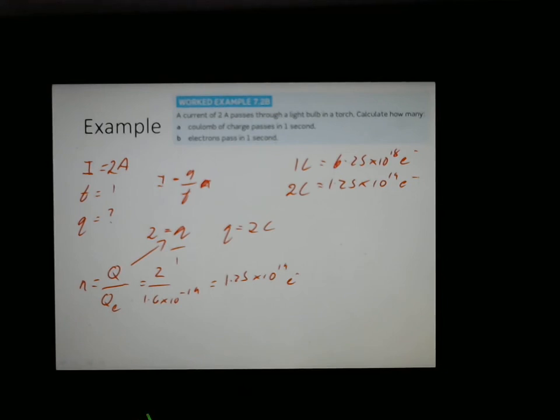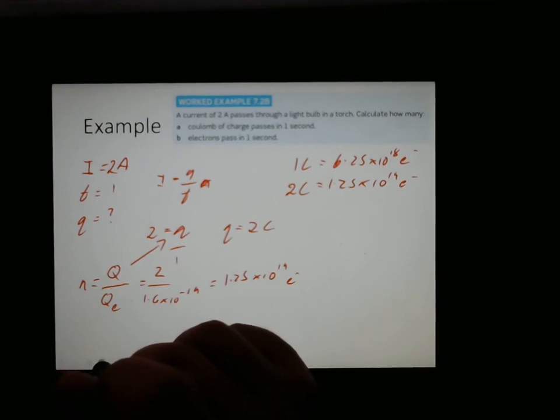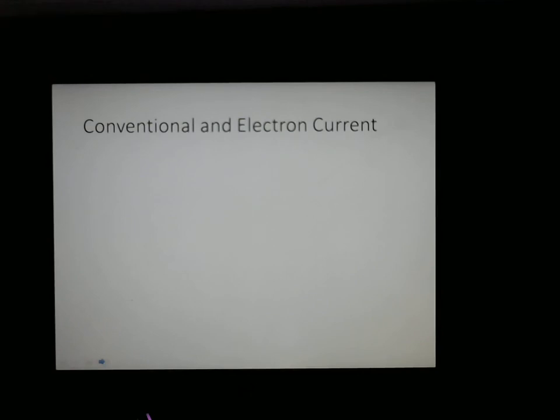That's about as hard as current gets at the moment. Okay, pretty easy questions. Most of the questions down later are going to be about definitions and understanding. So let's get into some important terminology that we need to know.